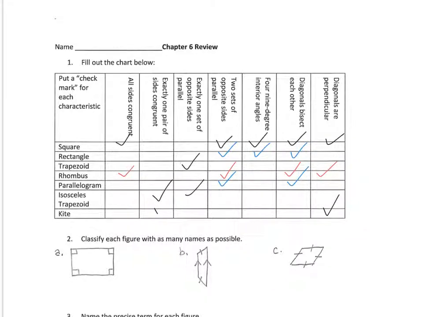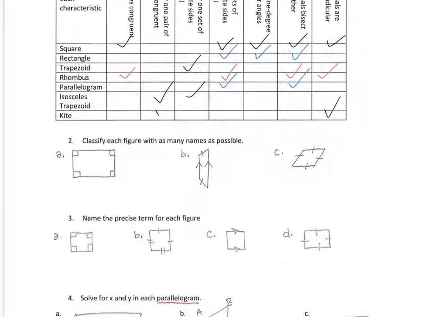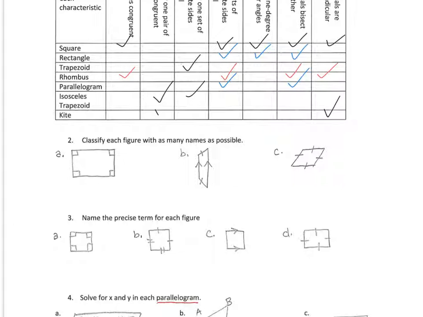For this top part, make sure you know the definitions of each quadrilateral and their specific characteristics. So here are my answers. Number 2, classify each figure with as many names as possible. That would be like if you lived in Grand Rapids, write all the places that you live. So you live in Grand Rapids, you live in Michigan, you live in the USA, you live in the world. So this is kind of start at the hierarchy of the specific one and then move up.